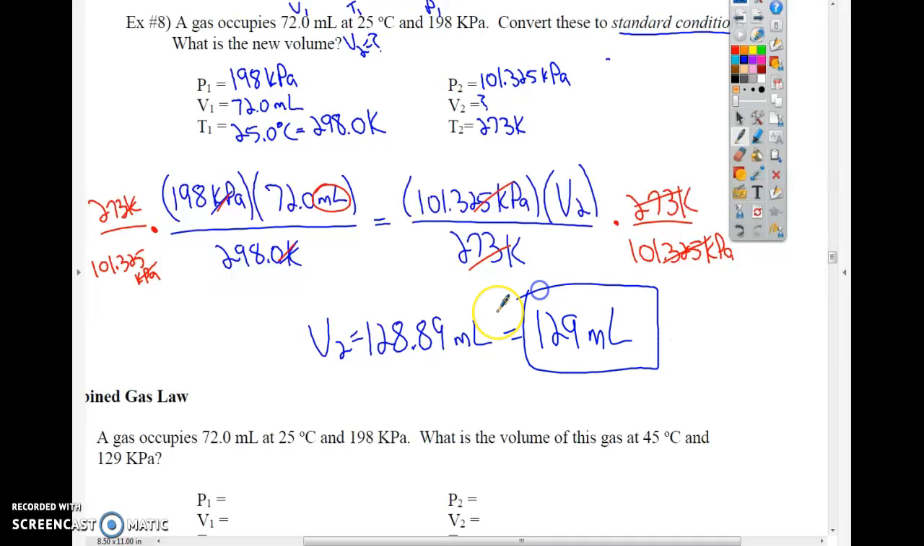I get 129 milliliters. So that's it for Dalton's law and the combined gas law.